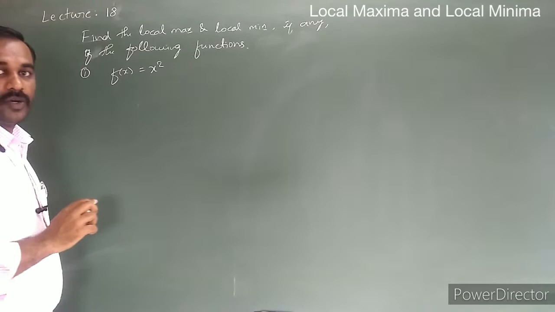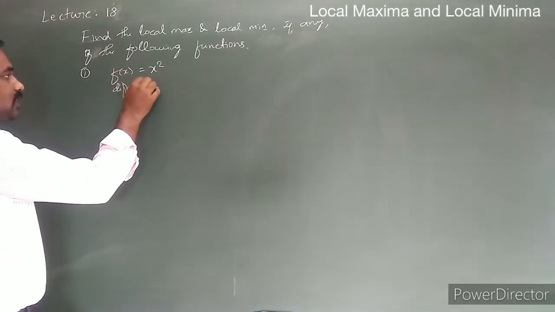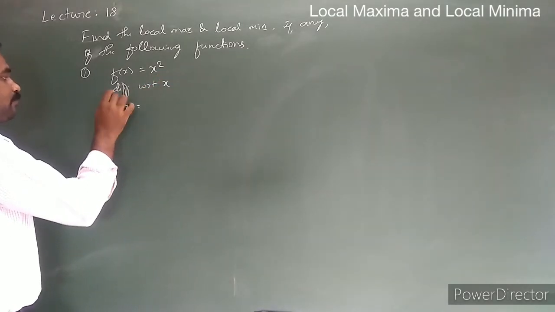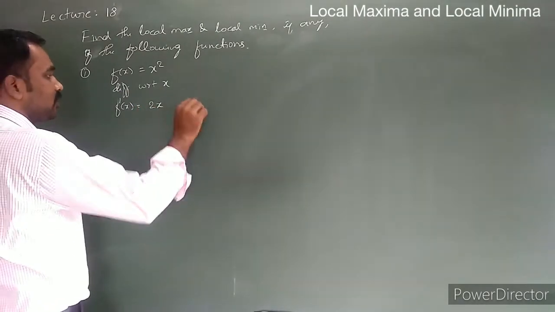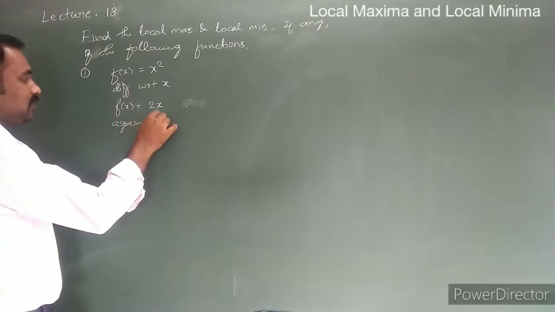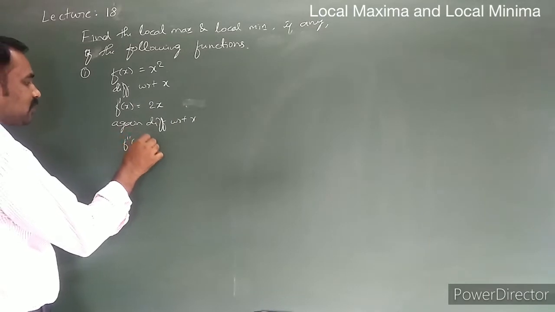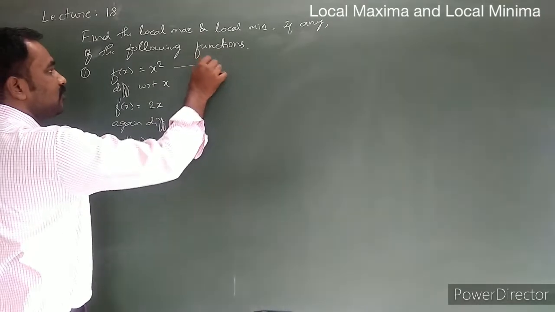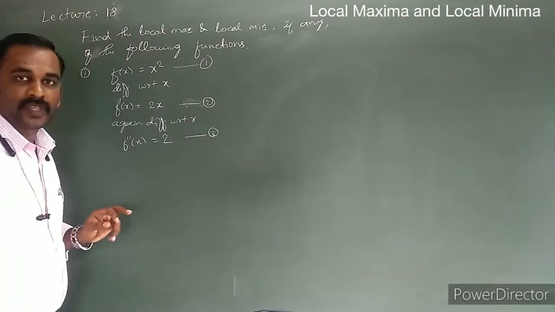Now we need to find the local maxima and the local minima. So how do we find them? First of all, differentiate with respect to x. f dash of x is equal to, x square differentiation is 2x. Again differentiating with respect to x, f double dash of x is equal to 2x differentiation, which is 2. I call the given function equation number 1, this equation number 2, and this equation number 3.